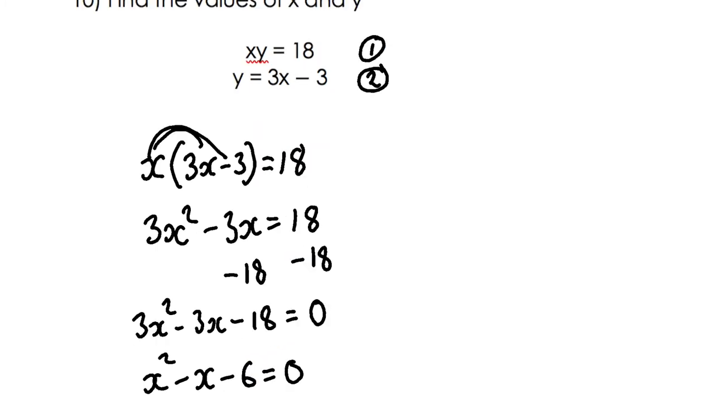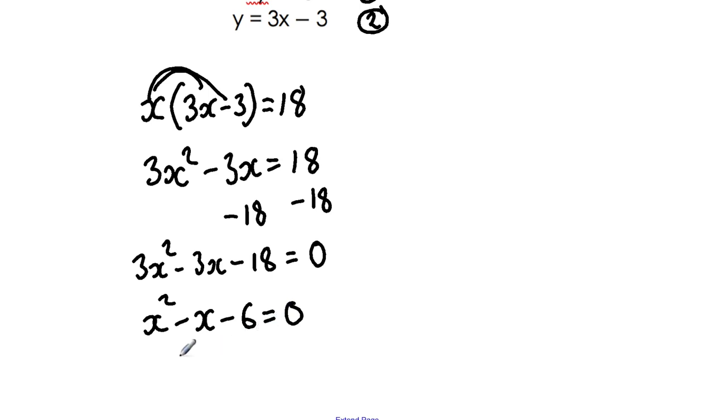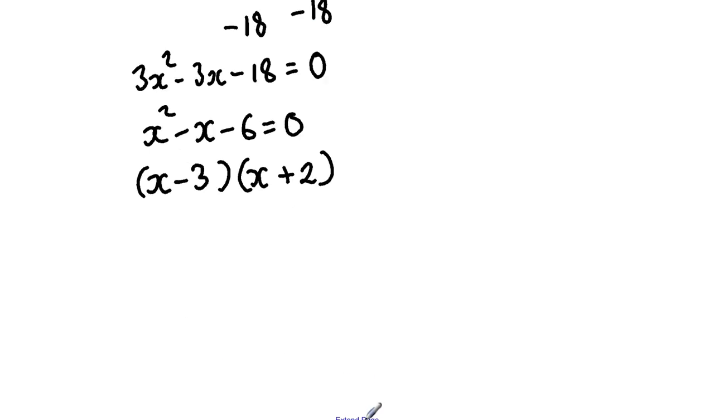Now I can factorize this quadratic equation. I'm going to put it in brackets. So we have open bracket x, minus and a positive. So this should be minus 3 and this should be 2. Therefore, our values of x are 3 or minus 2.